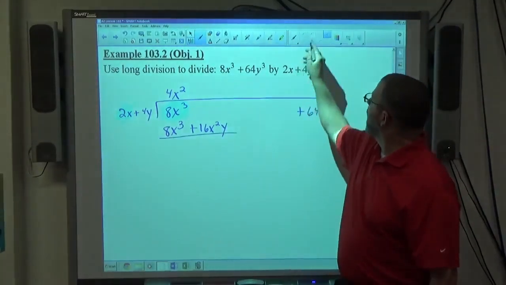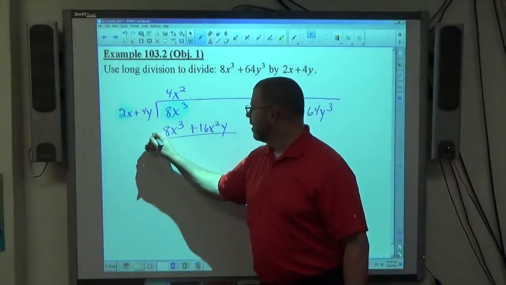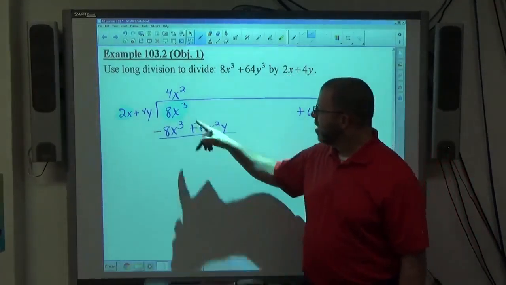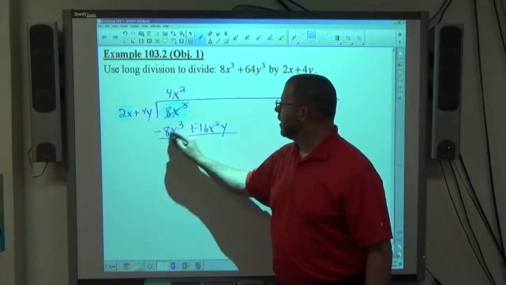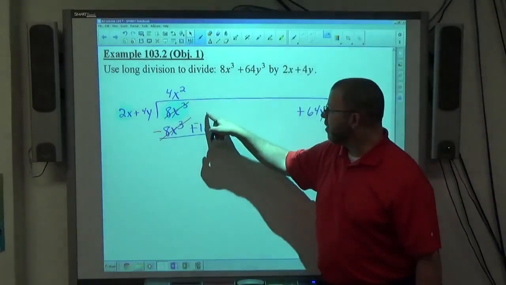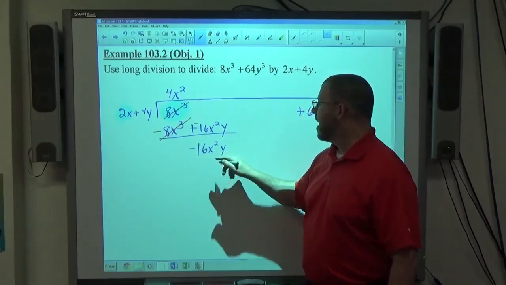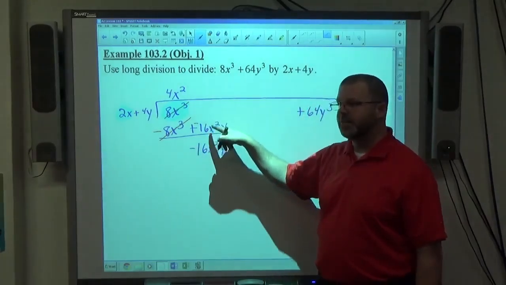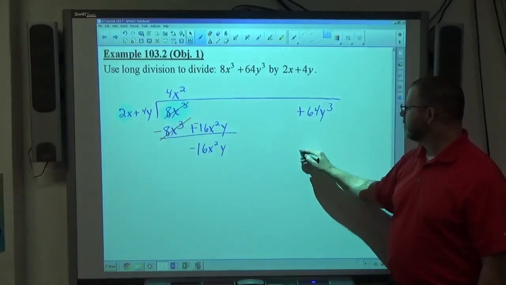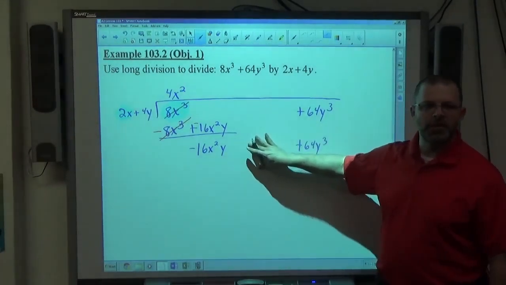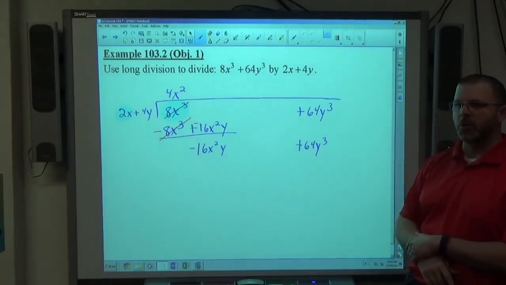Next thing I do is subtract. Subtraction is changing signs. 8x cubed becomes negative, 16x squared y becomes negative. Positive 8x cubed minus 8x cubed cancels. Nothing minus 16x squared y makes negative 16x squared y. And do be careful with signs, that is a negative number there. I'm going to bring 64y cubed down, continuing to keep space in between because I'm not sure how soon it'll be before y cubed shows up.